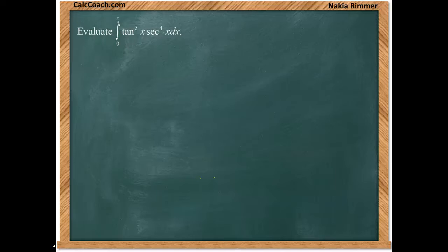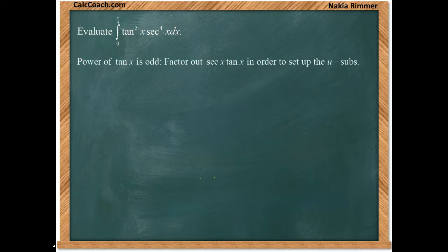Evaluate the integral from 0 to pi over 4 of tangent to the fifth power times secant to the fourth power. Now, secant has an even power and tangent has an odd power. Let's attack it. We have either way to attack it. Let's attack it as the power on tangent is odd. And if that's the case, then we need to factor out one power of secant and one power of tangent. That'll set up the U substitution for us.